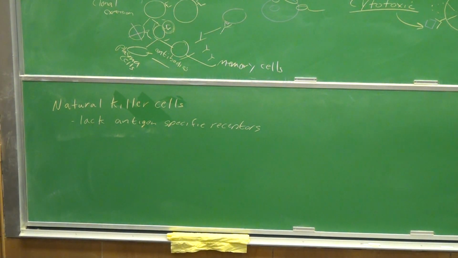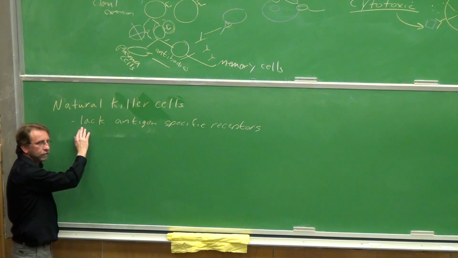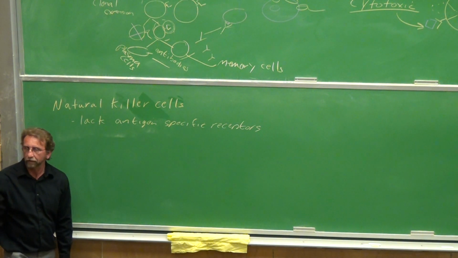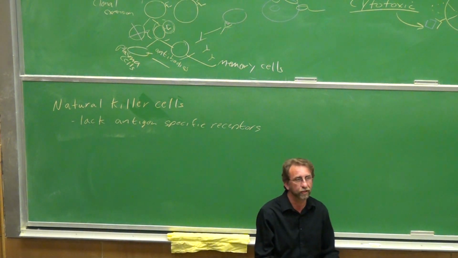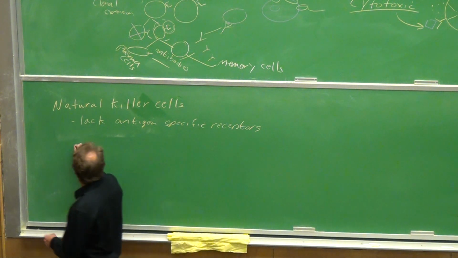So what that means, if we think about it, is that all B cells have a specific receptor on the surface that they bind to a specific antigen with. All T cells do the same thing. Natural killer cells don't have surface receptors that recognize specific antigens. So what are they recognizing? How do they know which cells to destroy? Well, we've talked about this already.